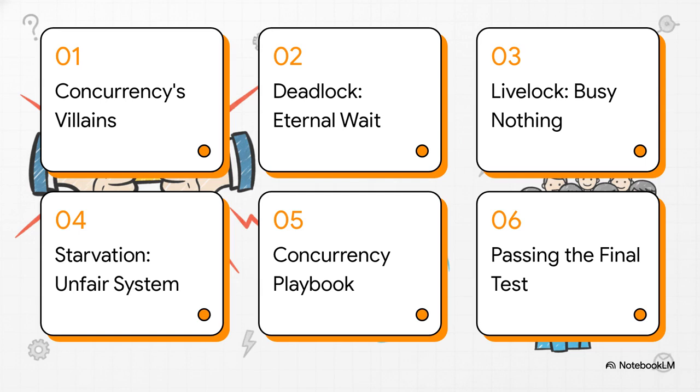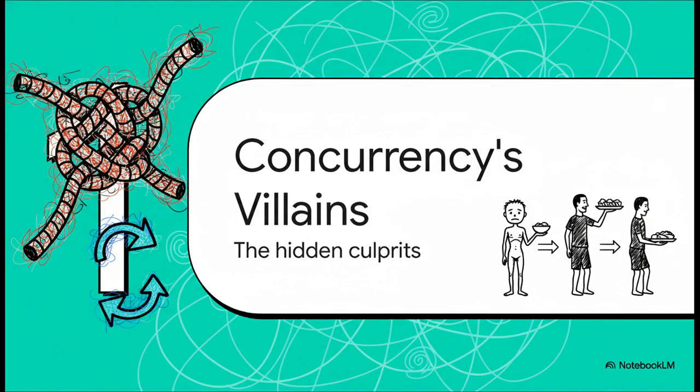So here's our plan. First, we'll introduce the culprits. Then we're going to unmask each one: Deadlock, Livelock, and Starvation. After that, we'll build a playbook to beat them, and then finally, we'll make sure you can ace any test on this stuff. Okay, let's get into it.